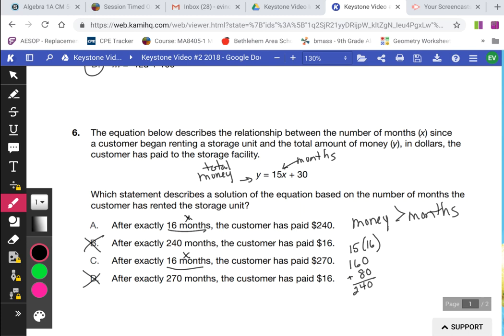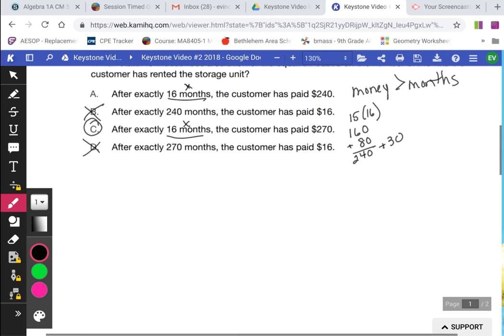And then I have to add on that 30 plus 30, which gives me 270. So you can see in A, they forgot to add on that extra $30, and in C, they didn't. So C is the correct answer. So if you look at things logically, you might be able to eliminate some of the answers before you even try guessing. Okay? Next one.